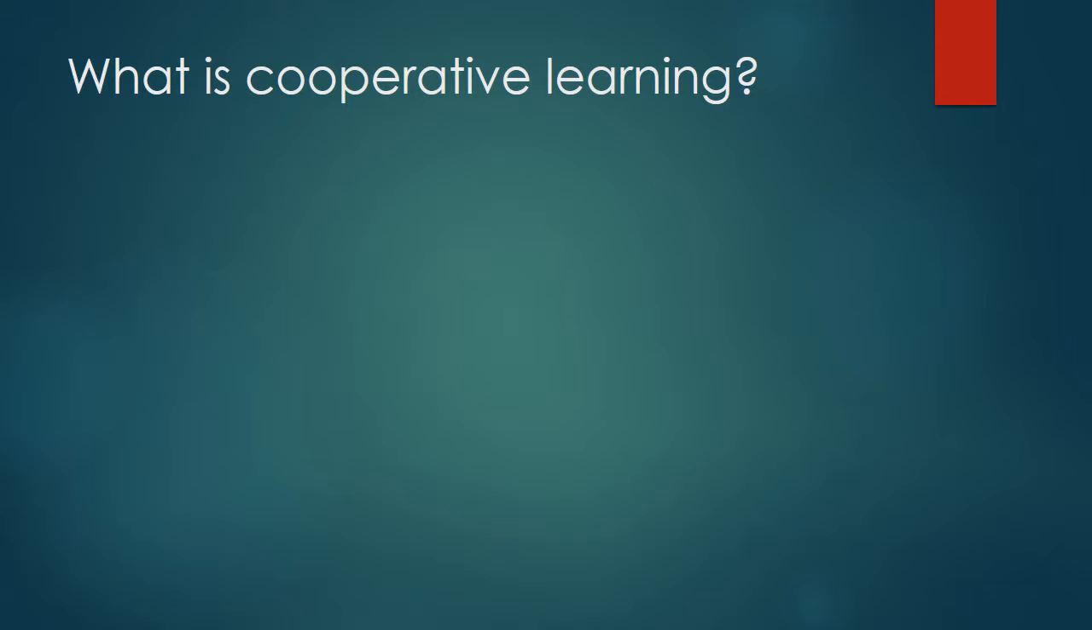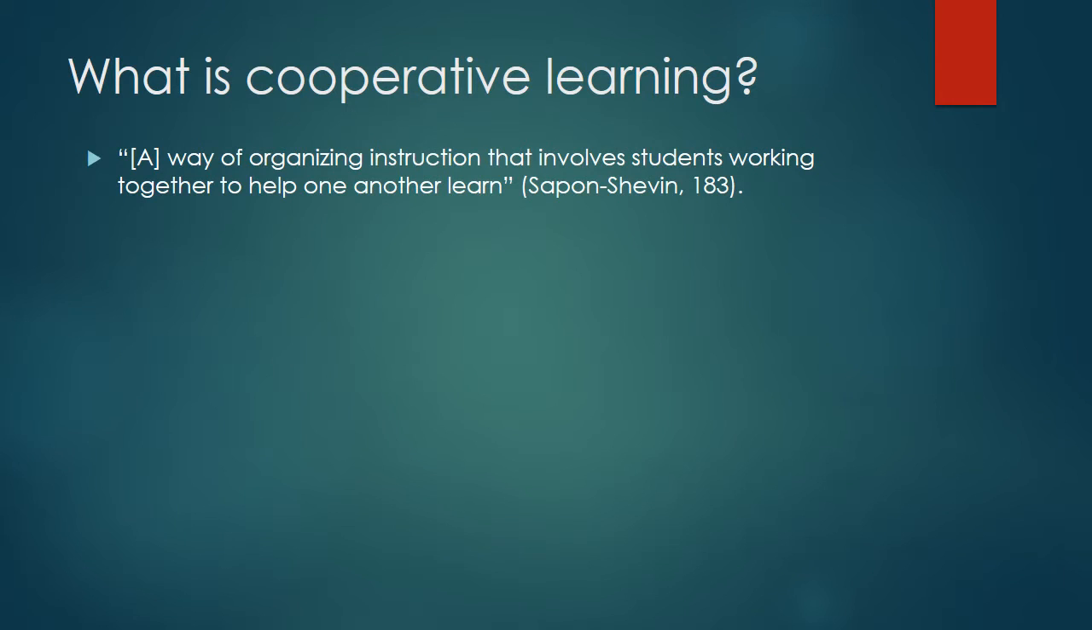The journal Theory into Practice talks about cooperative learning and middle schools. And the author defines cooperative learning as a way of organizing instruction that involves students working together to help one another learn. So here we have a little more information. Now we're not just putting students in groups, they have to be helping each other learn.